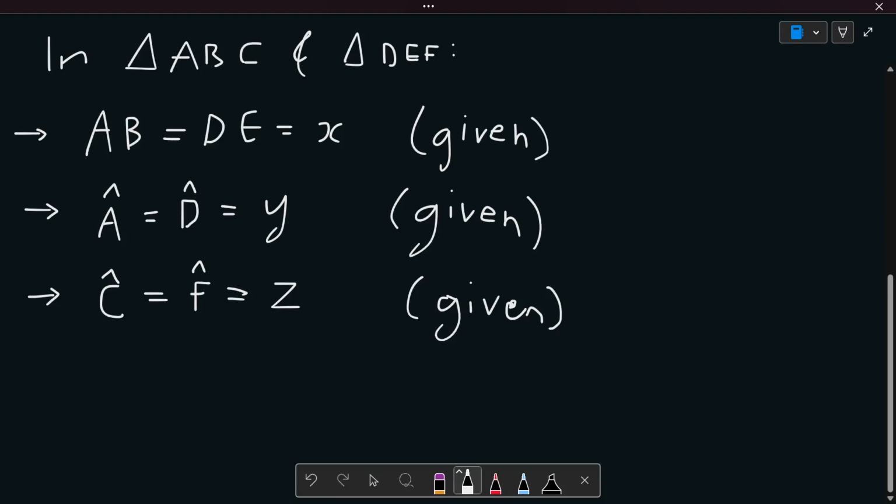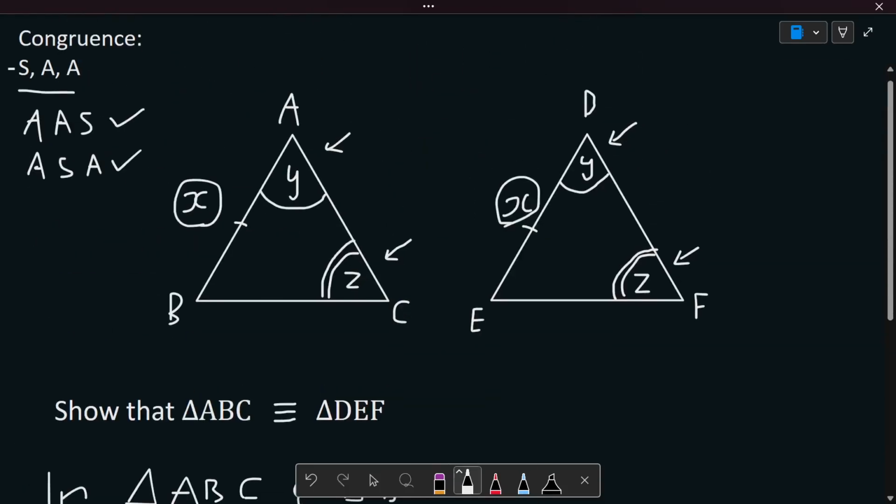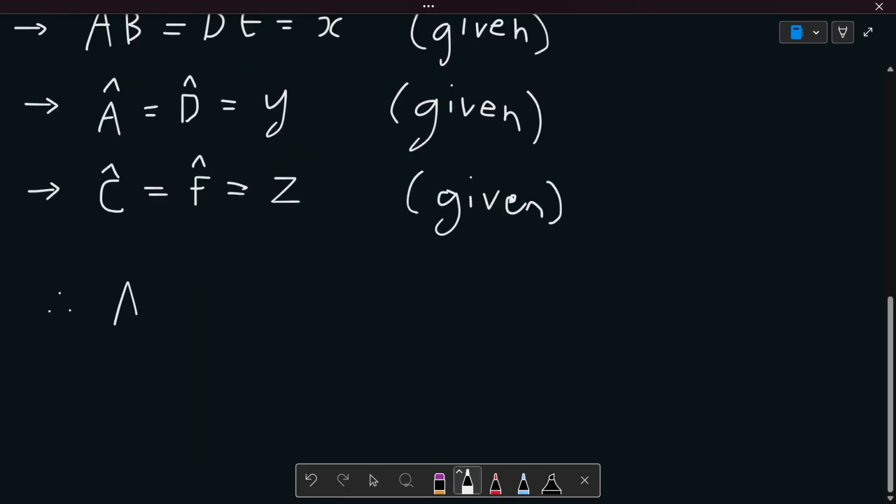And now we just need to conclude our answer. Now that we know that this triangle is congruent, we just have to state that now. What was this one again? It was side, angle, angle. Now we can actually say that therefore triangle ABC is going to be congruent to triangle DEF. And here, the reason that we used was side, angle, angle.